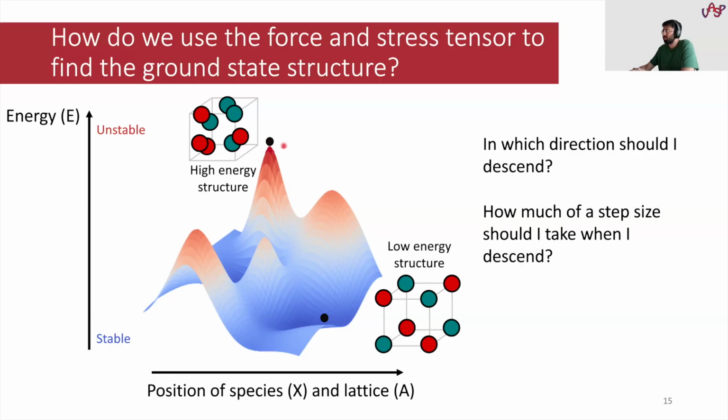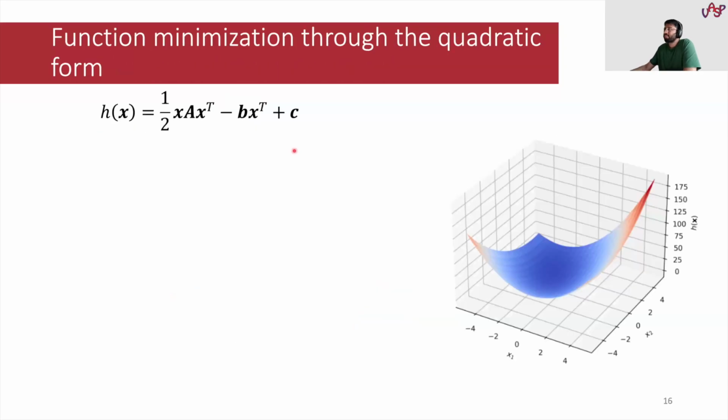Let's start by answering which direction should I descend. I think that intuitively you will see that this is related to the force, essentially from this next discussion. So let's start very simple, in a very toy model. Let's say you have a function which looks like this. It's a function with a minima that's clearly at 0, 0. And if you go in any other direction, you're basically increasing the value of your function h of x. This is what it looks like.